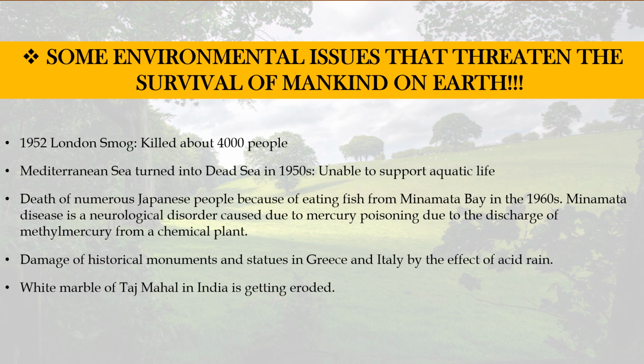Now, there is damage to historical monuments and statues in Greece and Italy because of the effect of acid rain. We're going to study how acid rain is formed. So there you can understand this. The white marble of the Taj Mahal is also getting eroded, all because of acid rain.